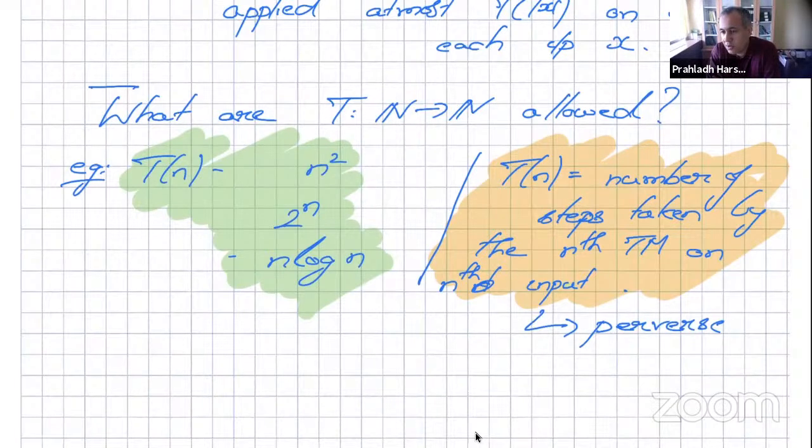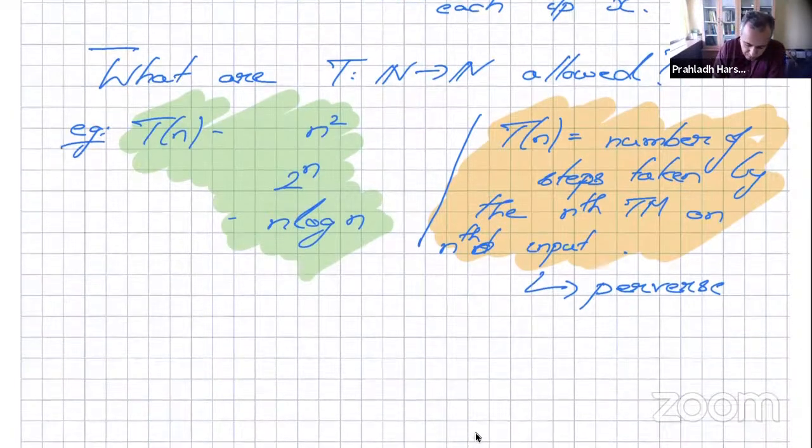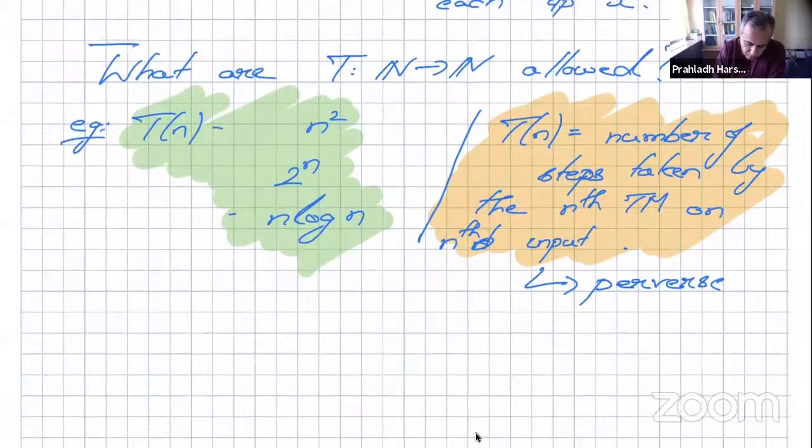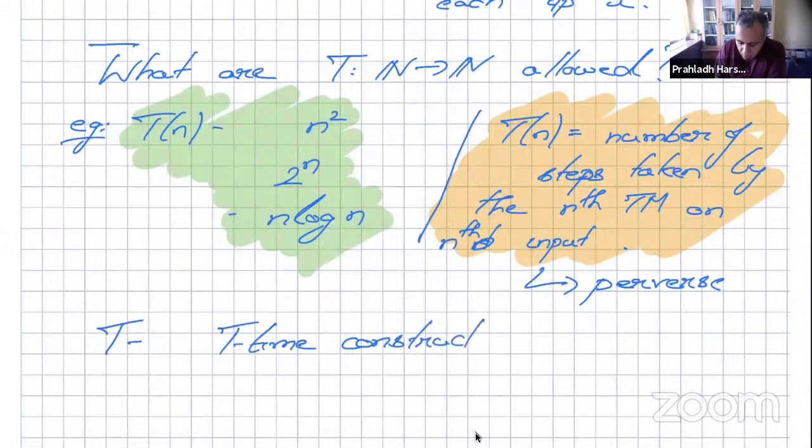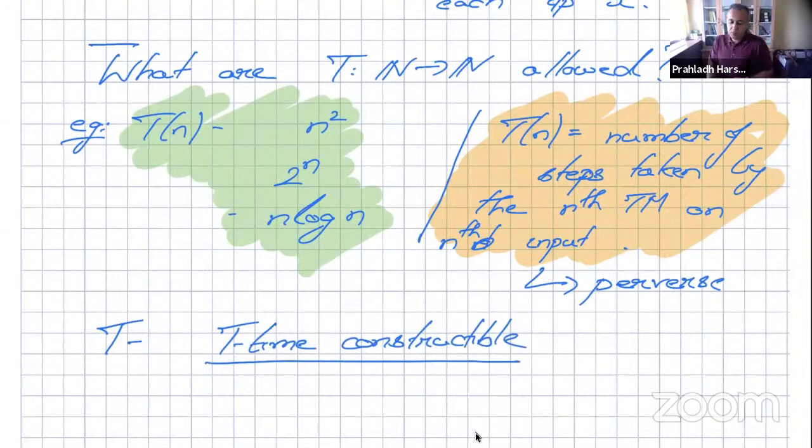So I want a definition. I'm going to define, this is exactly what we're going to try to do, I'm going to toss out some t's. So I'm going to say t is time constructible. I'm going to talk about a notion of time constructibility and say that I only allow certain types of t.